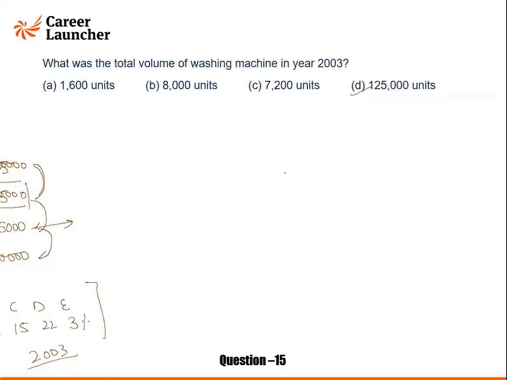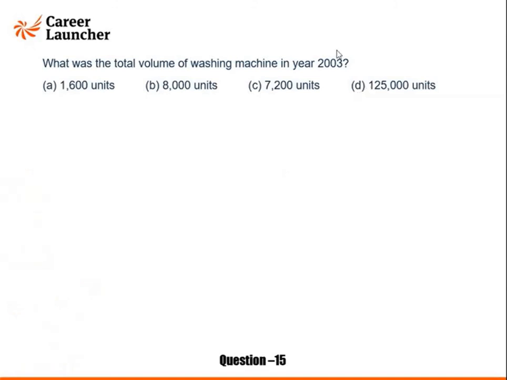Let's say it's asking for the total volume of sales of washing machines in the year 2003. The options are 1600, 8000, 7200, and 1,25,000 units. If you look at the numbers, A and B's numbers are 30,000 and 45,000 for 2003. So definitely the overall number will be more than this only. There's only one option which we can mark, and that'll be option D. This will be the answer. Okay, let's move ahead with the next question.